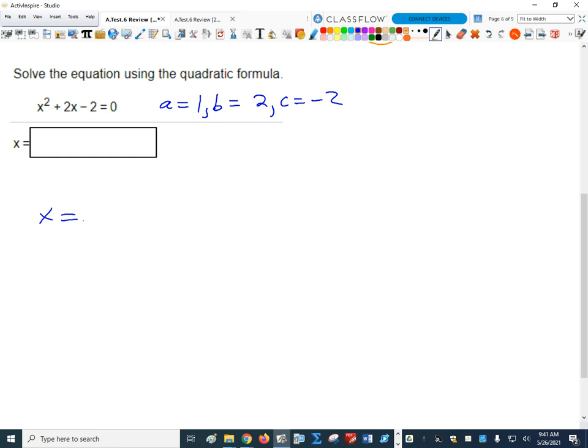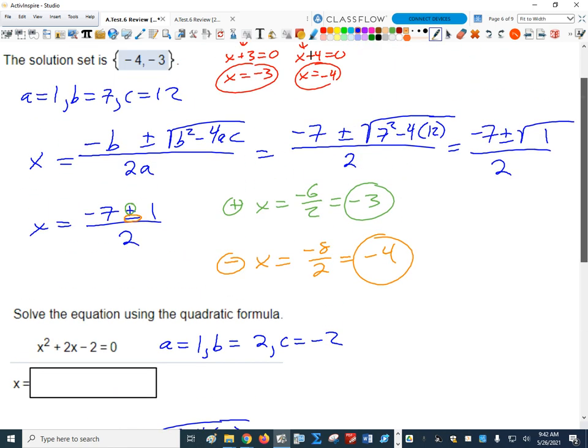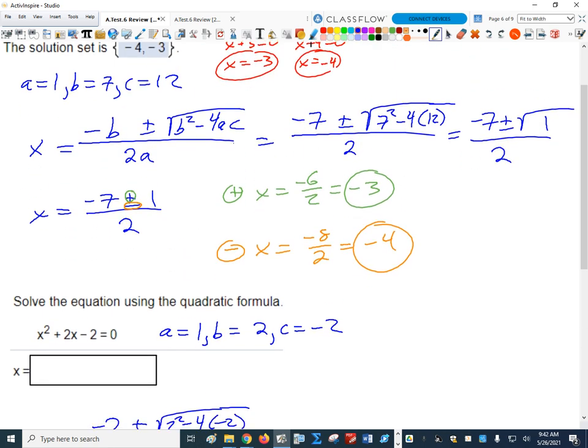What I would recommend is always start off by writing down the quadratic formula and then plugging and chugging, right? So we get negative b, that's negative 2, plus or minus the square root of b squared minus 4 times 1 times negative 2, all divided by 2 times a. Well, I guess I didn't write it down, did I? I just started plugging it in.